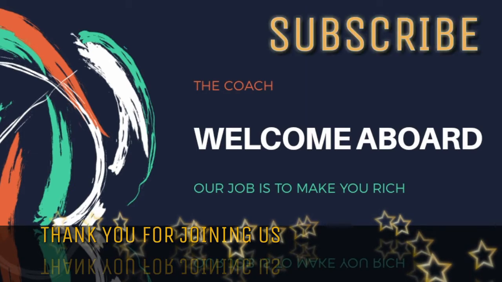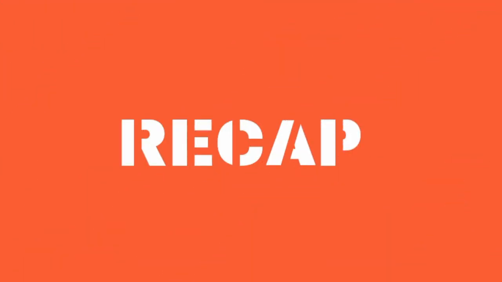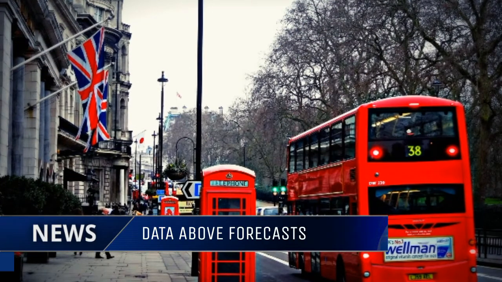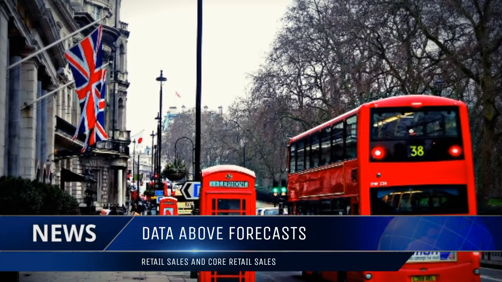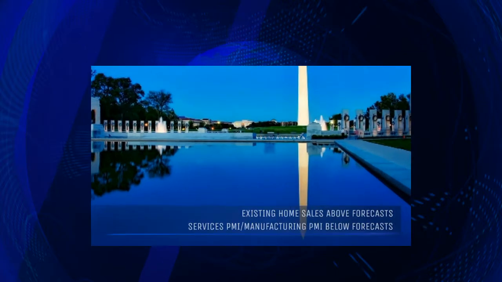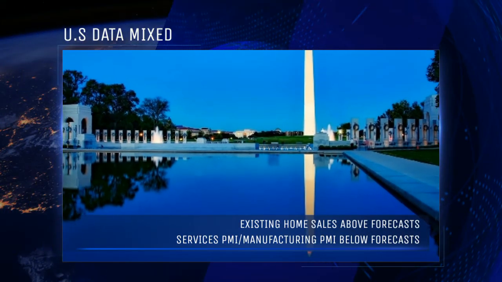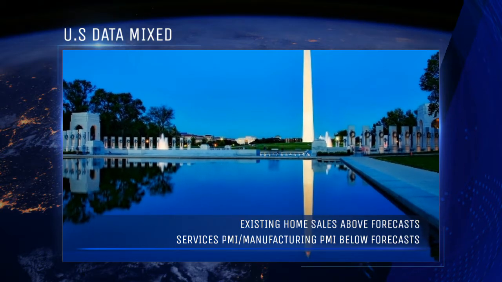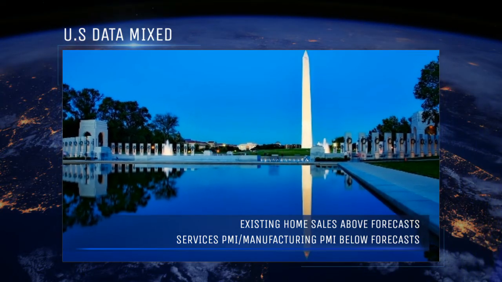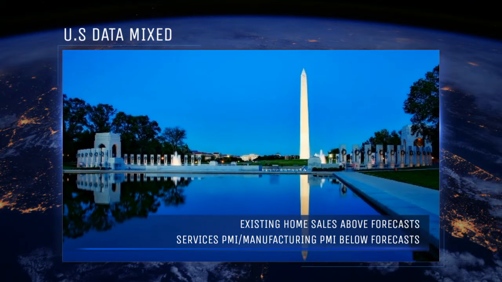We will start the core analysis right after a quick recap. We've been waiting for a few economic headers to be released. We got these headers on Friday. From the UK, we got the retail sales and the core retail sales above forecasts. And from the United States, we got the existing home sales above forecasts, while the service PMI and the manufacturing PMI were below forecasts.